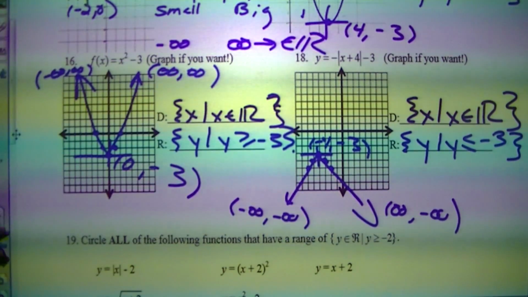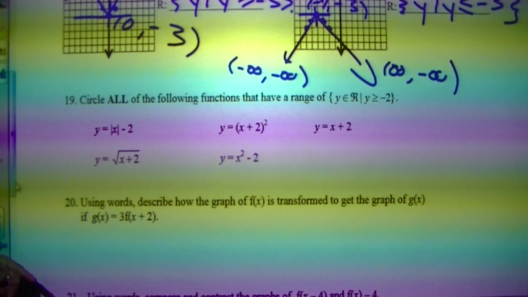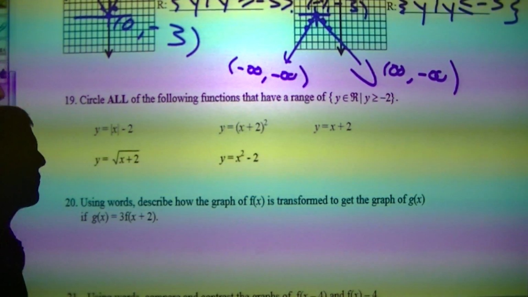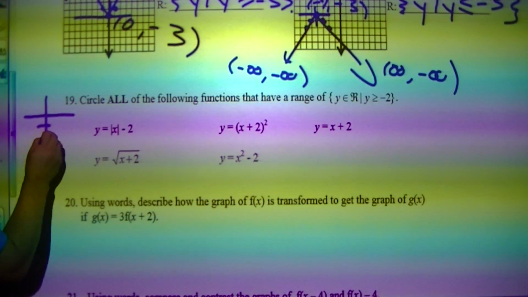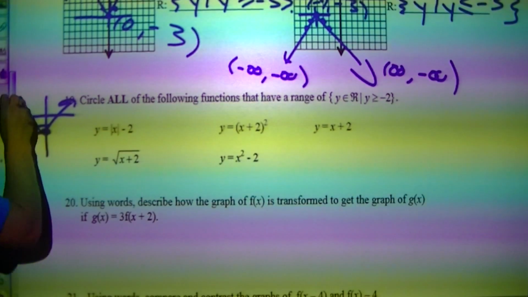Circle all the functions that have a y range of greater than negative 2. So if I graph that, that's 0, negative 2. And since it's positive, it'll go like that.